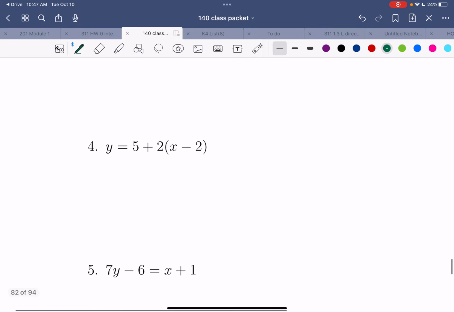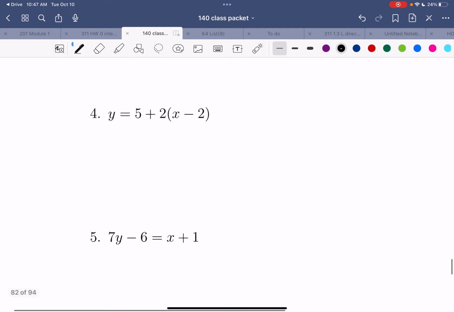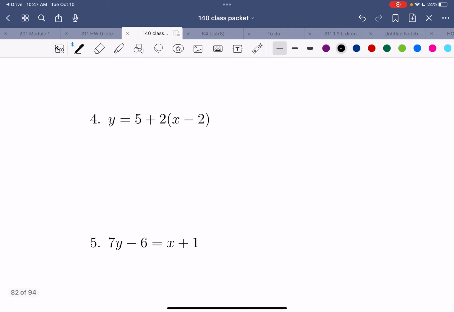All right, so let's take a look at this one. So again, we're going to pick out our slope, which is, well, first, before we do that, this does not look like one of our forms. So I do have the number times the x minus a number, but this 5 is in the wrong spot. So let's move that over and make it y minus 5 is 2 times x minus 2.